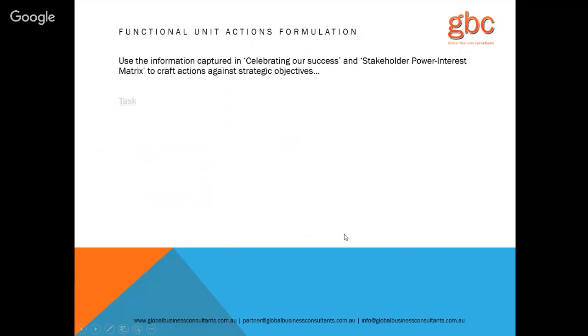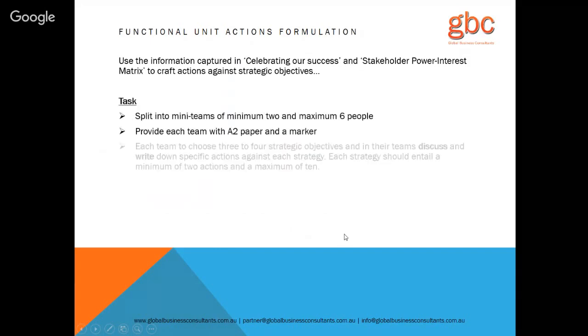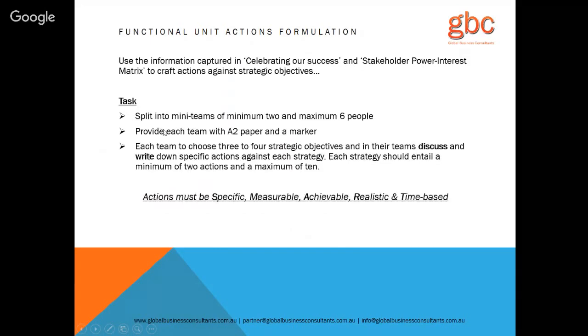For the functional unit actions formulation, the task is to split into the mini teams. You could keep the same teams that were used in the first and second sessions, a minimum of 2 and a maximum of 6 people. Provide each team with A2 paper and a marker. Each team gets to choose 3 or 4 strategic objectives. Depending on how many objectives there are, you want to split the objectives equally across the number of teams that you've split up into.